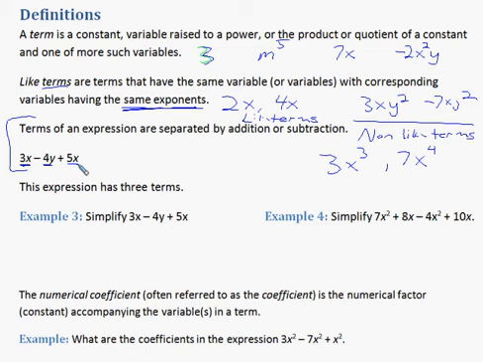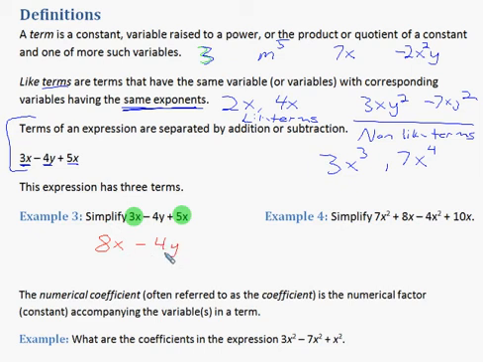And if you think of it as kind of like objects, we have 3x's plus 5x's. Well, we can add that. If we have 3x's plus 5x's, that gives us a total of 8x's. So this is going to be 8x. And then the y, we can't do anything with that. The saying goes, you can't add apples and oranges. So the 4y cannot be combined with that.